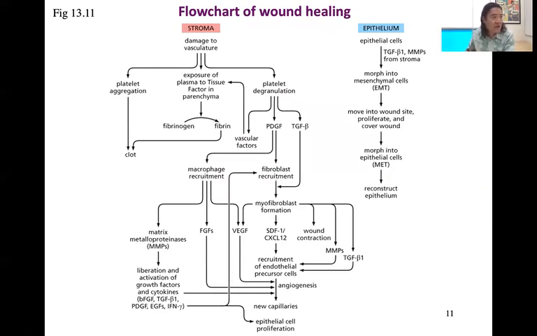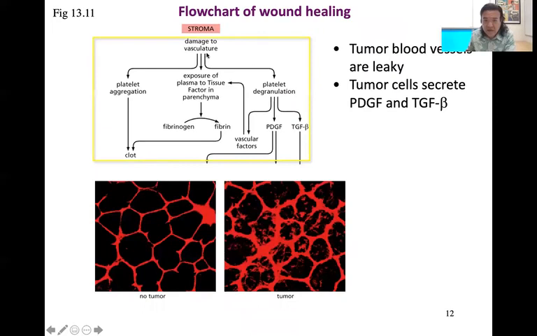Right? So in the stromal cells, let's start off here at the top. So there's damage to the stroma, right? So you got a cut and some of your stroma is now injured. There's going to be damage to vasculature, right?